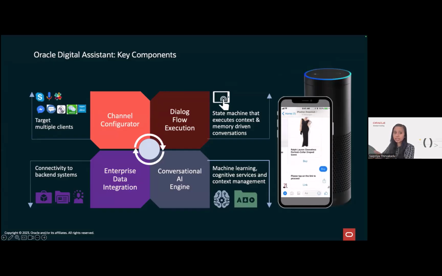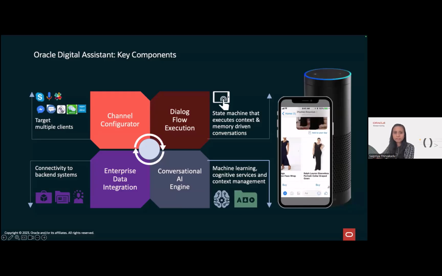The first is the channel configurator. You can deploy the digital assistant in the channel of your choice. For example, you have a web application or a mobile application or even a voice assistant like Alexa. You can deploy the chatbot on any of these channels.